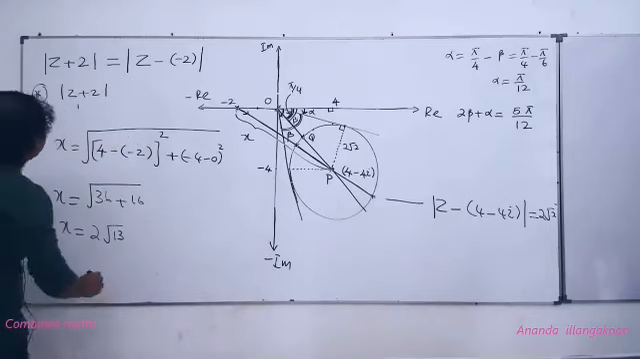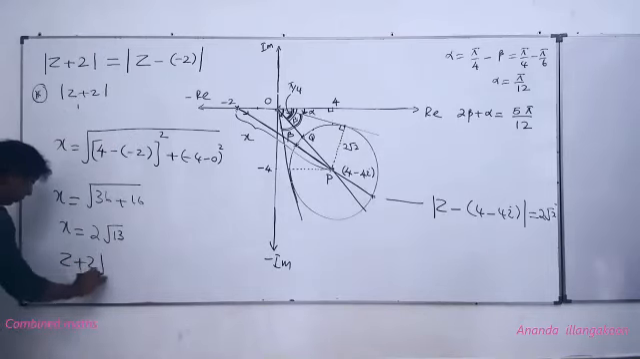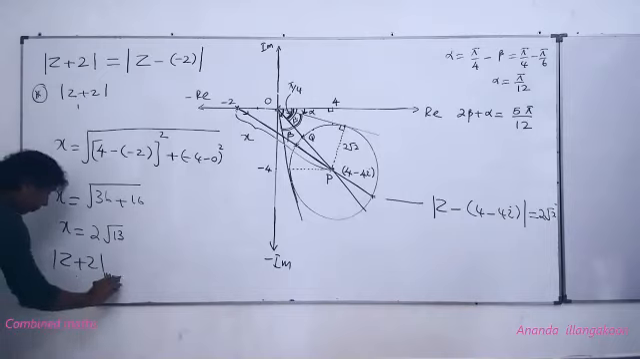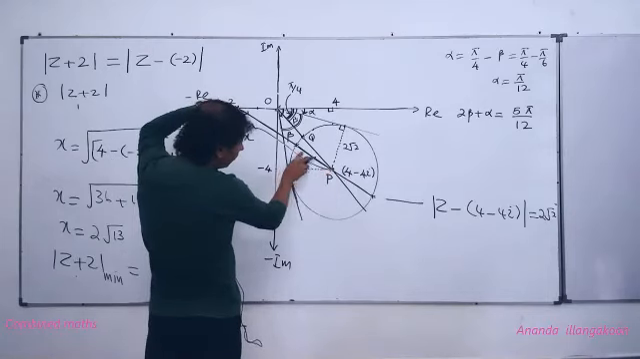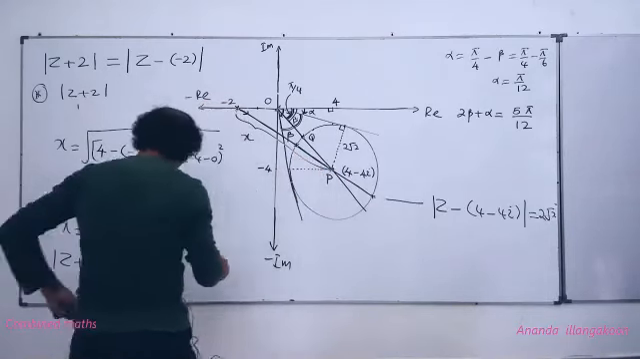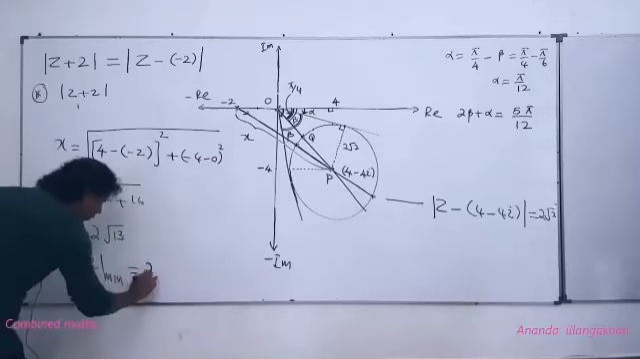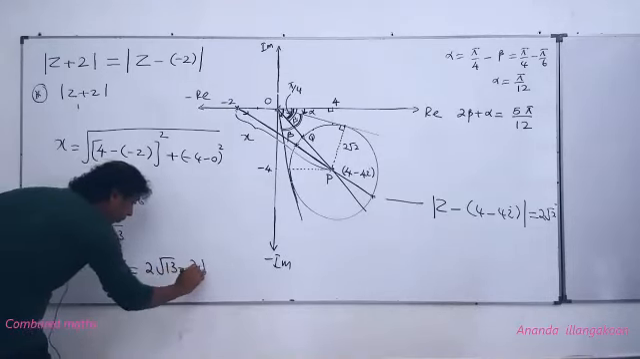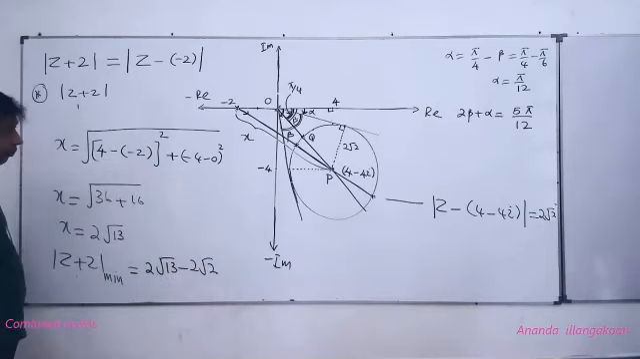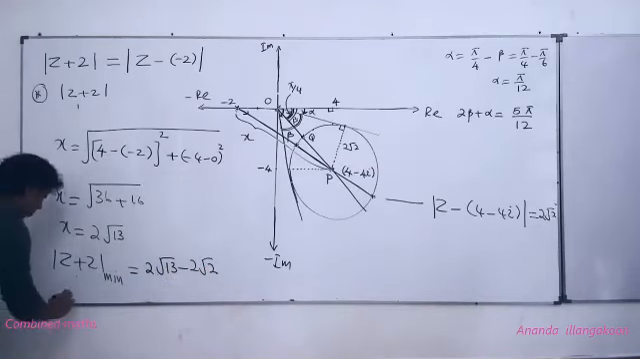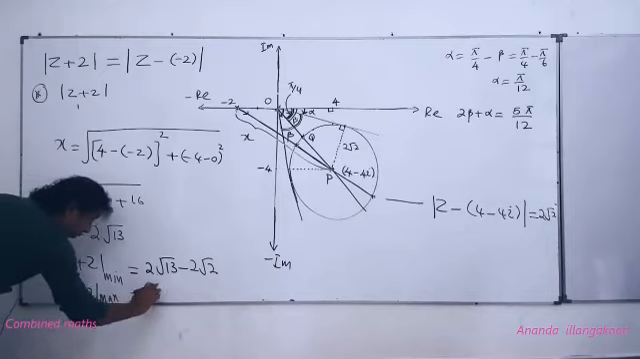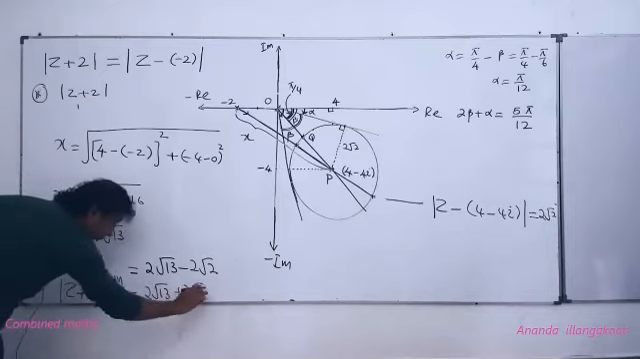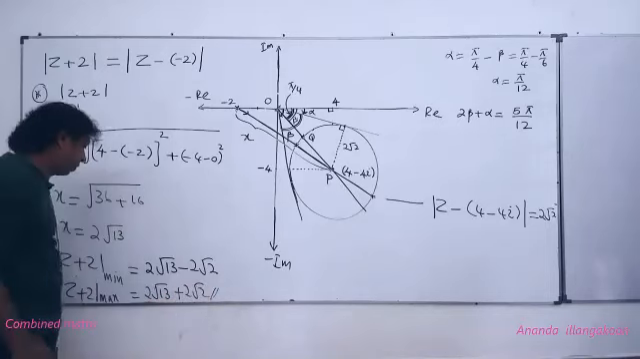Then what is the minimum of mod z plus 2? From here to here, 2 root 13, subtract this radius, 2 root 2. 2 root 13 minus 2 root 2. Then the maximum of mod z plus 2. That's how we take that answer.